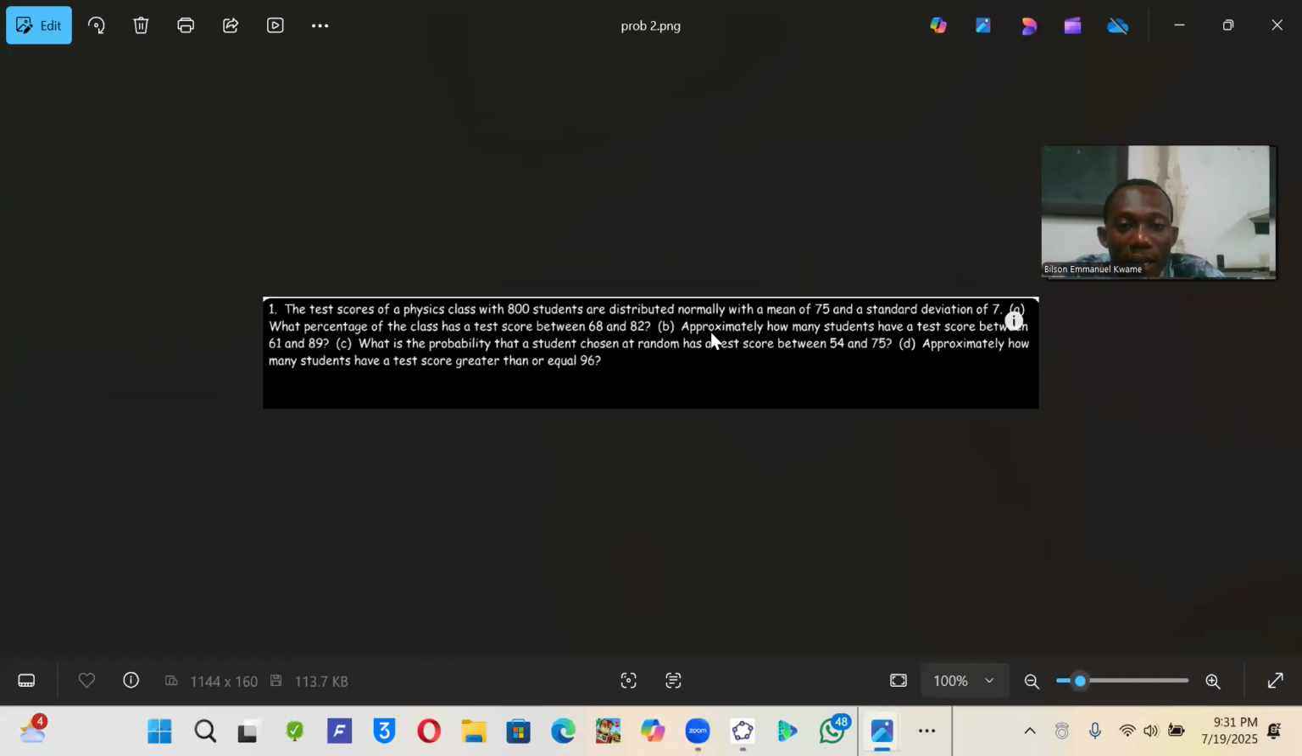The second one is saying that approximately how many students have a test score between 61 and 89? How many students? So they are not talking about percentage. They are talking about students. Do you get it? So first of all, they've given us the total number of students in the class. So when we get the percentage, then that percentage of the total number is what is going to give us the number of students who had scores between 61 and 89.